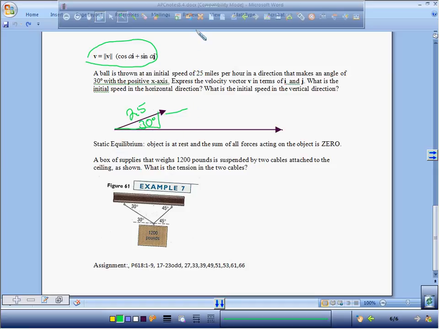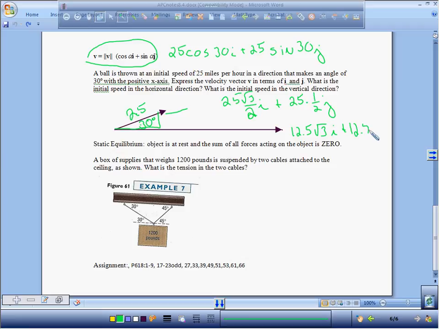The angle is 30 degrees, and the magnitude in this case is still 25. So it's going to be 25 cosine alpha, where alpha is the angle of 30, in the i direction, plus 25 sine of 30 in the j direction. And since we all remember our unit circle, anyone remember what the cosine of 30 is? Root of 3 over 2. Very good, Parker. Root of 3 over 2. Very good, Kyle. Plus 25 times 1/2 in the j direction. Or this is about 12.5 root 3 in the i direction plus 12.5 in the j direction.